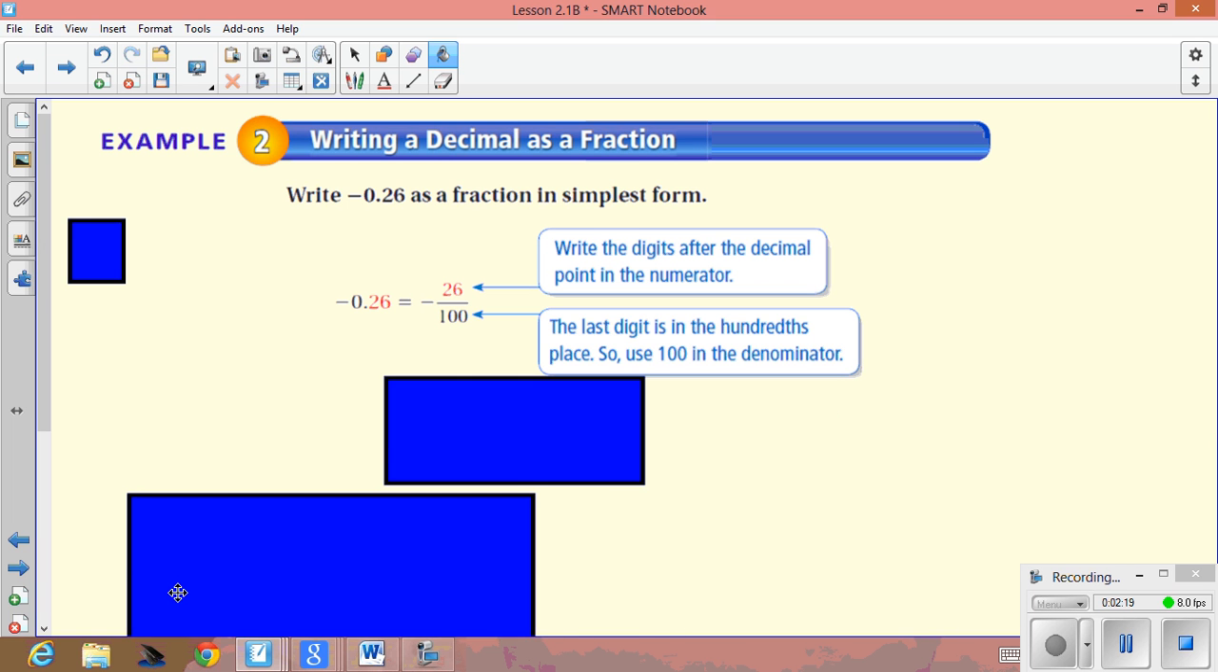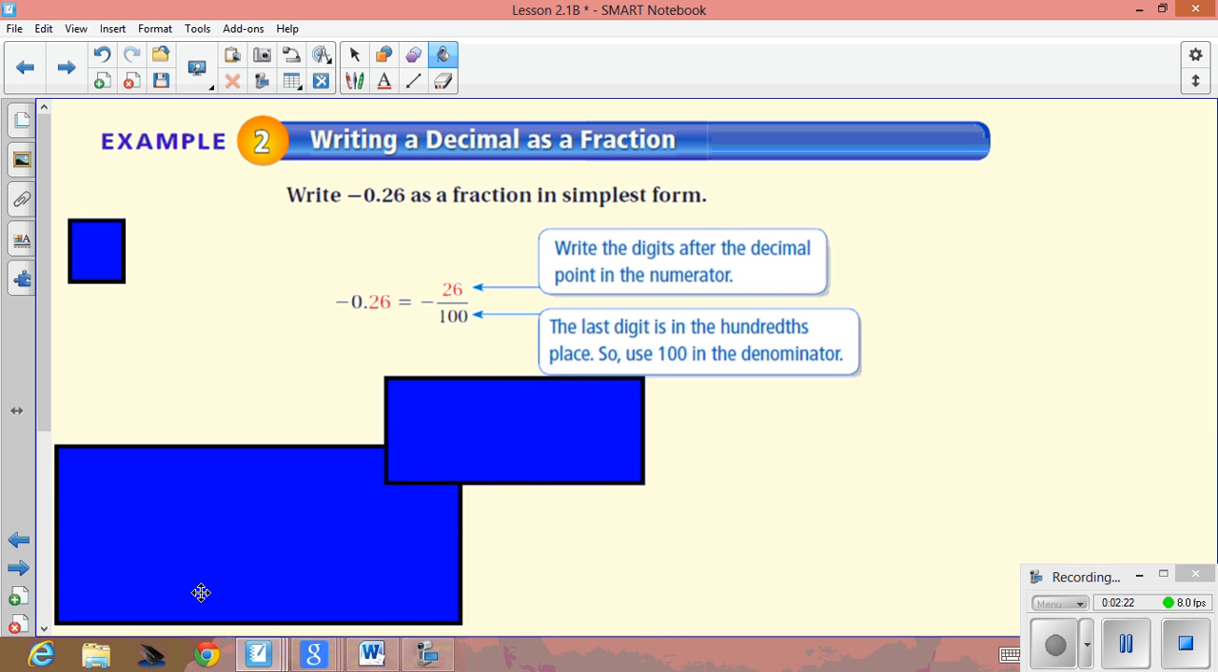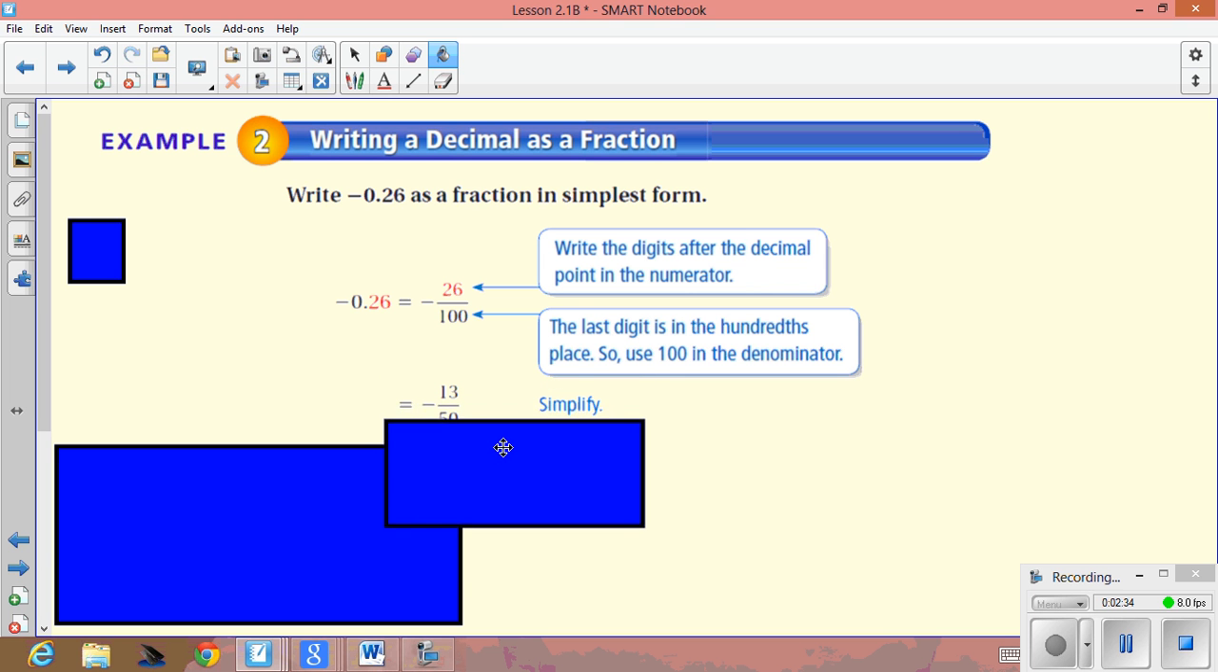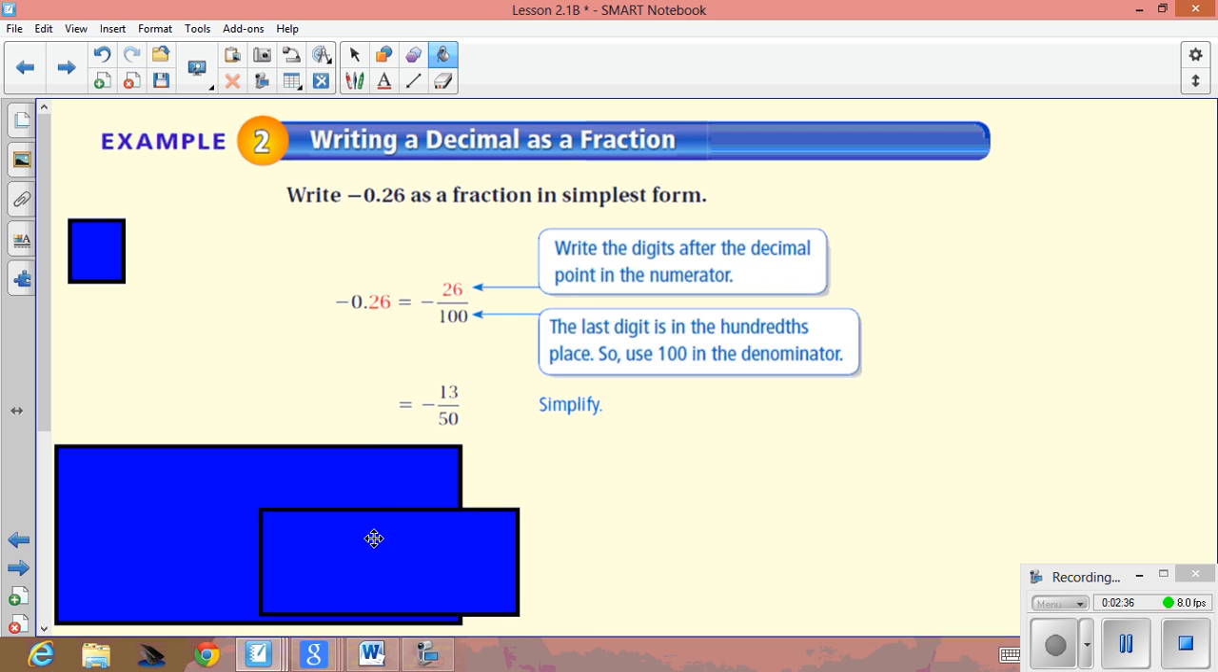Now what we need to do is take a look at the numerator and denominator and see if we can reduce. 26 and 100 are both even numbers, and every even number can be divided by 2. So if I take half of 26, I get 13, and half of 100 is 50. So my final answer, simplified, is -13 over 50.